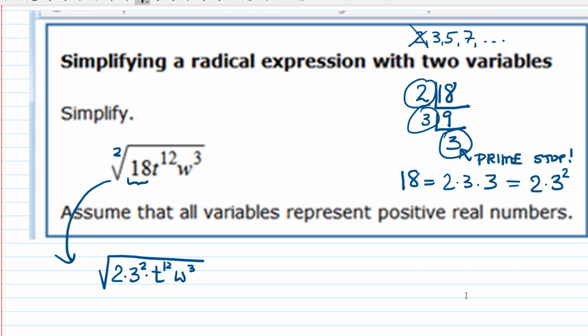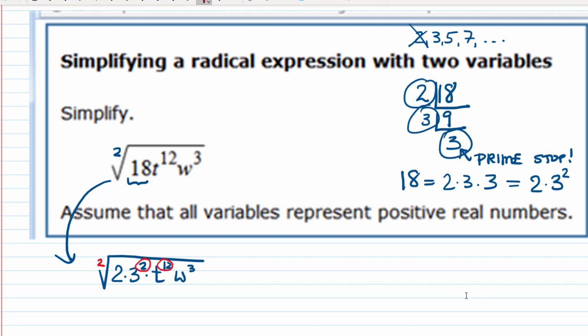Okay, now the next thing I need to do is really focus on which of these powers are perfect squares. In other words, have a value that's divisible by the index 2. All right, so the power of 2 is divisible by 2. The power of 12 is divisible by 2, but 3 is not. But 3 is bigger than 2.